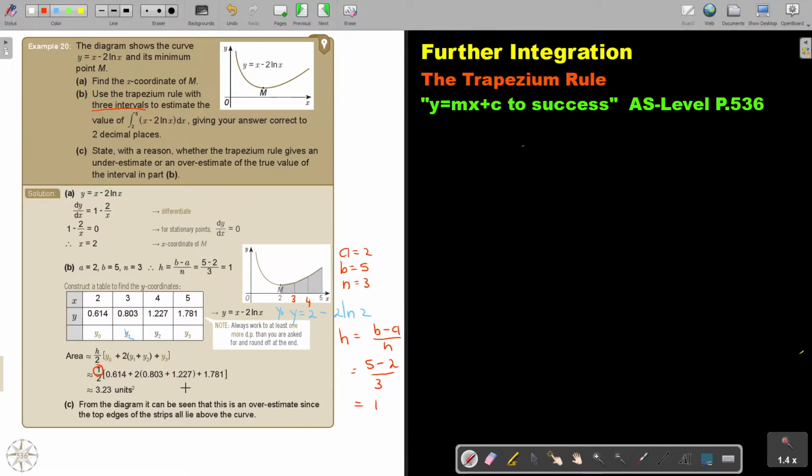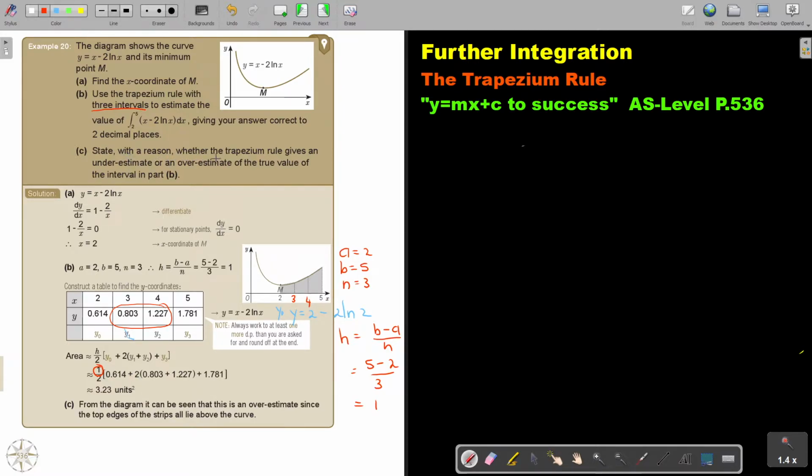Do you see? And then basically just put this, double the middle values. Do you see? So now there's more. So we add and we double it. And then plus the last. And then correct to 2 decimal places. And now this is new.